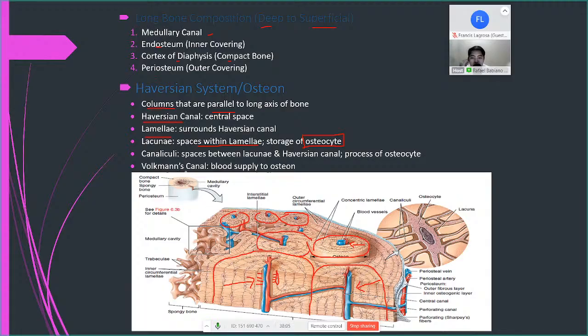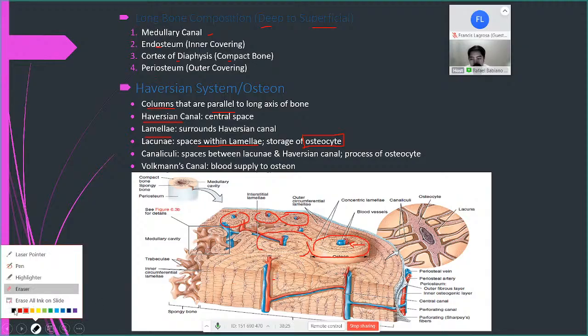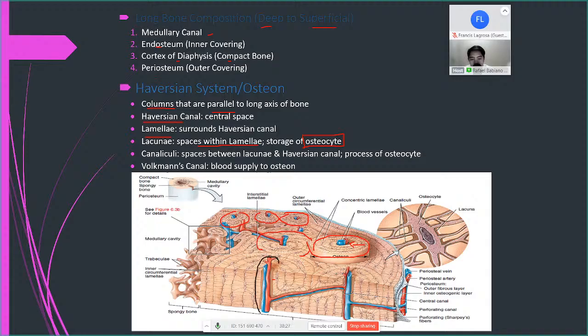And then last, the Volkmann's canal. If you see here, this one is a Haversian canal, and this one is another Haversian canal. The one that connects them is called the Volkmann's canal. I'll try to erase to make it clear. So again, this is a Haversian canal, this is another Haversian canal, and the one that connects them is the Volkmann's canal. This gives blood supply to each other.